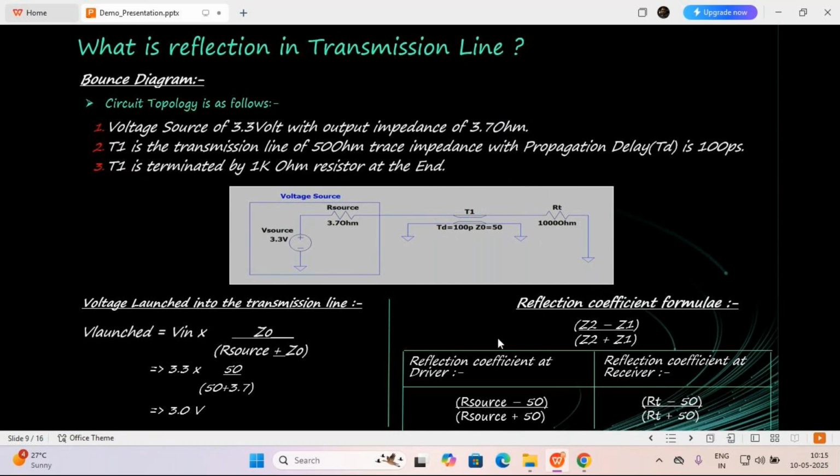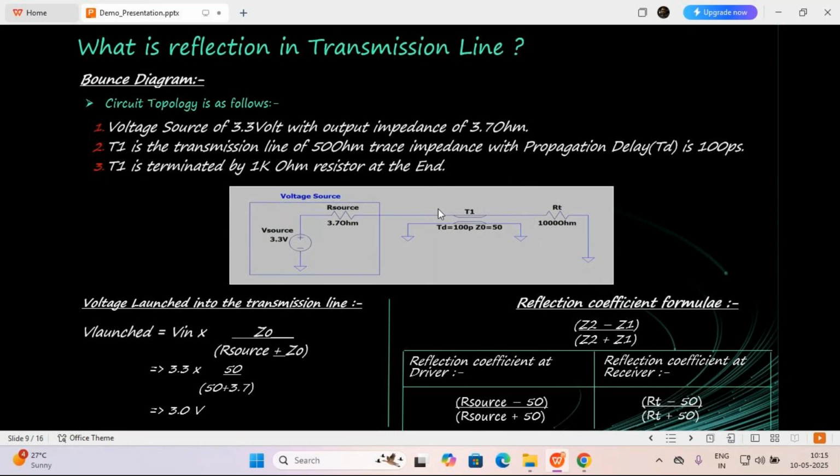And in the same way, if the signal is bouncing back, the bouncing back signal will also see this as the transmission line, and the same reflection coefficient formula will be applicable. Since the signal direction is from B to A, this region becomes Z2 and this becomes Z1. So Z2 is nothing but the R source, and Z1 is the transmission line impedance. This is how you calculate the reflection coefficient.